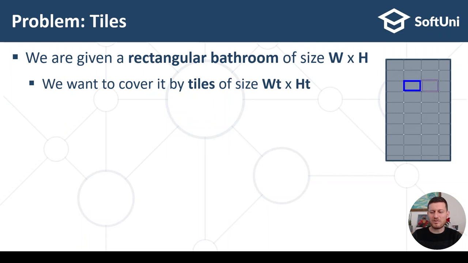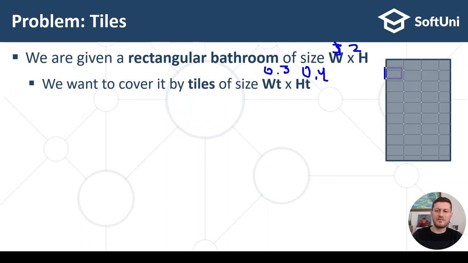And these tiles are arranged one to another. And we want to cover it with tiles of smaller size. For example, if this is 5 by 2 meters, it's 10 square meters, for example. And this is 0.3 by 0.4.